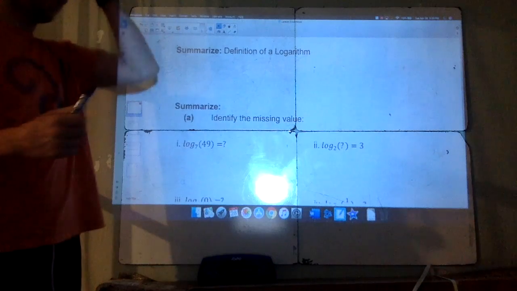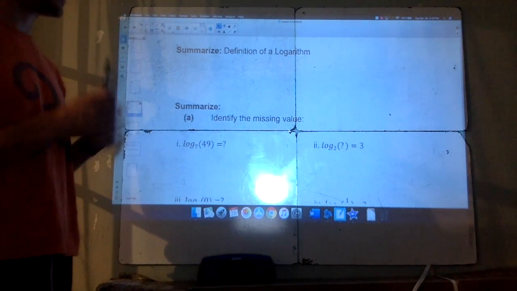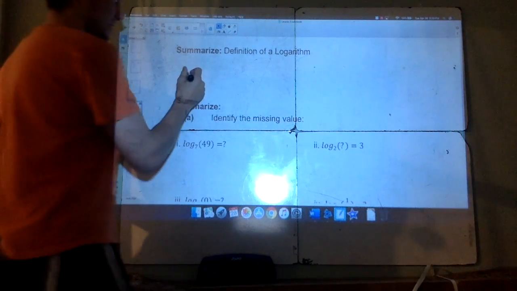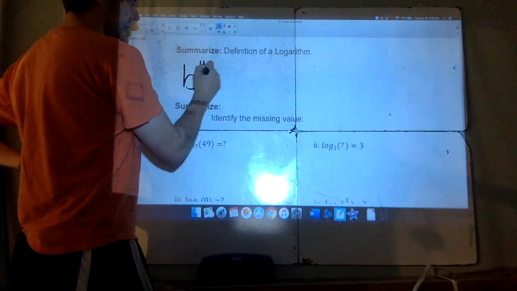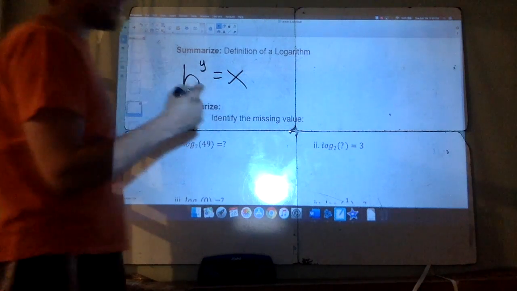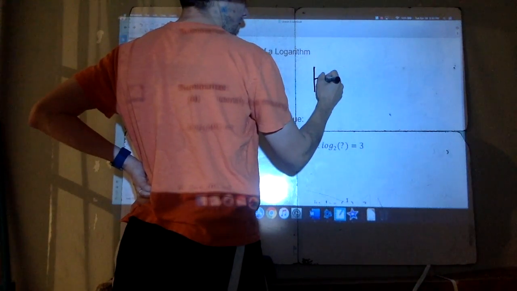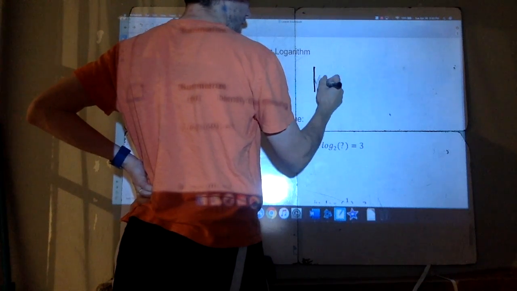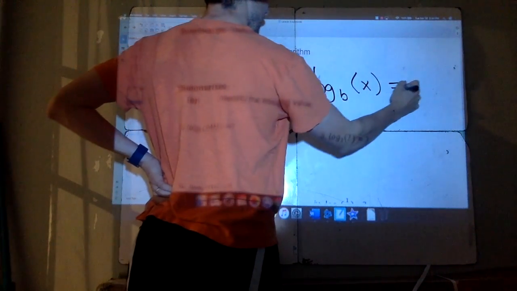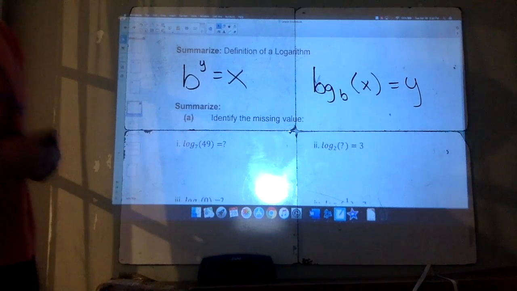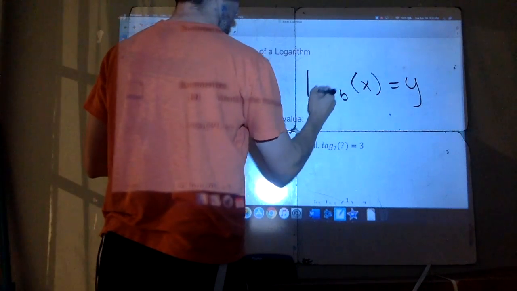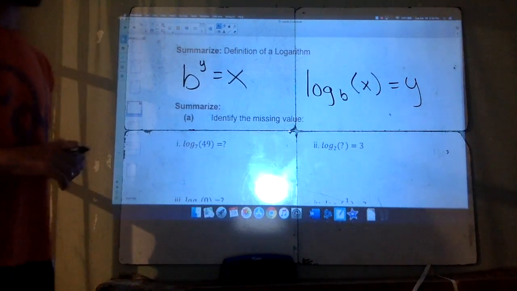All right, so the definition of a logarithm, this is the most important thing you're going to learn, and this is going to be crucial for everything going forward. This is something you have to memorize. So what we're saying here is if we have some number b to the y power equals x, just like our warm-up problem that we were exploring, that means that log base b of x equals y.